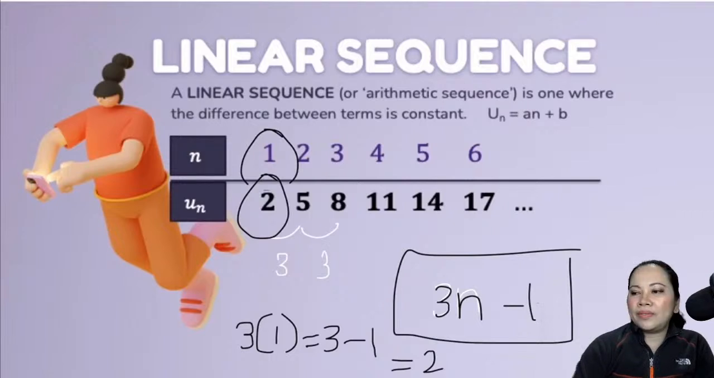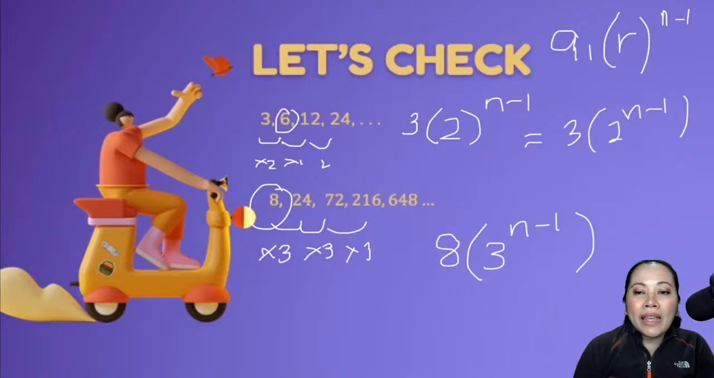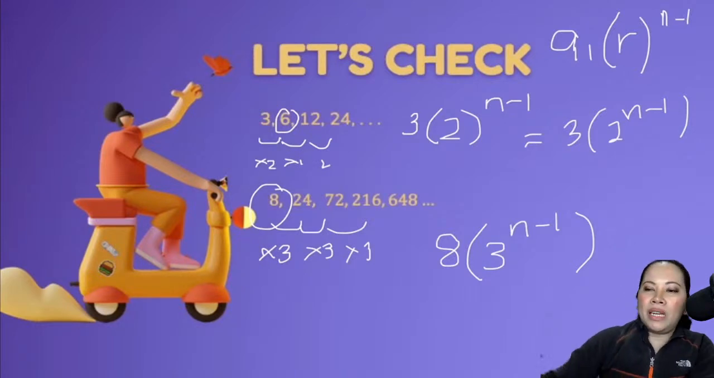And then for a geometric sequence, it would only be a, the first term, times the common ratio, which is the number that you multiply, raised to the power of n minus 1. That's it.